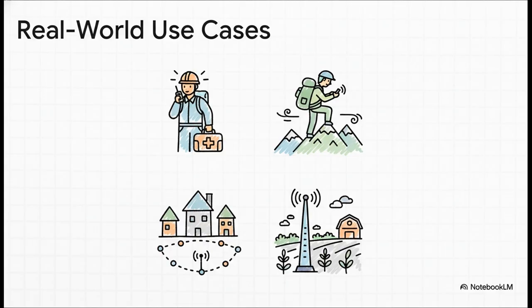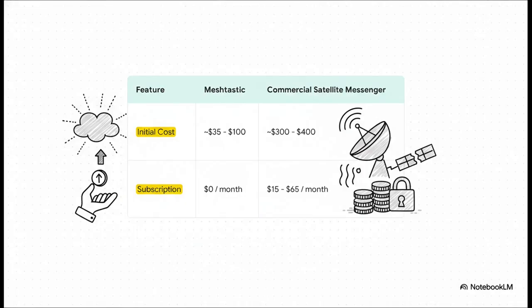It's incredibly versatile. And let's talk about the bottom line, the cost. I mean, look at a commercial satellite messenger like a Garmin InReach. You're paying hundreds of dollars just to get the device, and then you've got a monthly subscription on top of that forever. Meshtastic? It's a totally different world. It's a community project. You buy the hardware once, which we've seen can be as cheap as $35, and that's it. The network is yours.